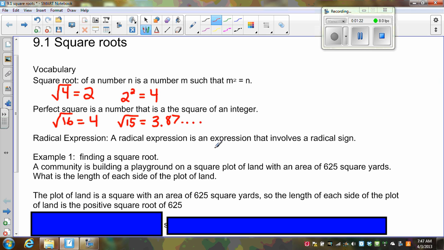And a radical expression is an expression that involves a radical sign. So that's what we call this. So I may give you x plus 3 when x equals 16 and have you solve for it. So let's go through example 1 together.